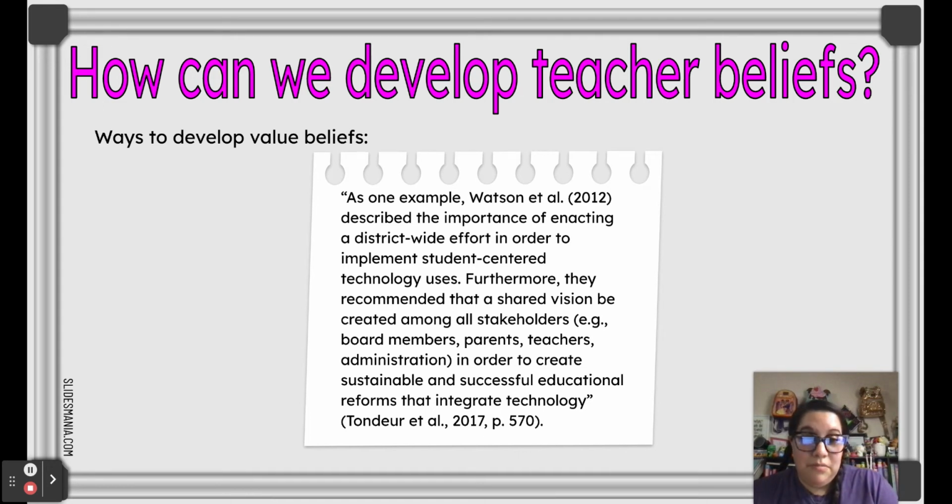So, really, if a teacher is part of the group of people who's coming up with a shared vision statement, then they're going to have more value in that. They're going to get more out of that because they're going to be a part of that success statement and they're going to want to be a part of it.